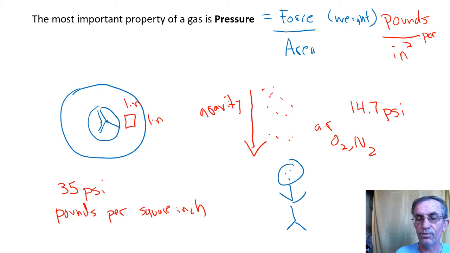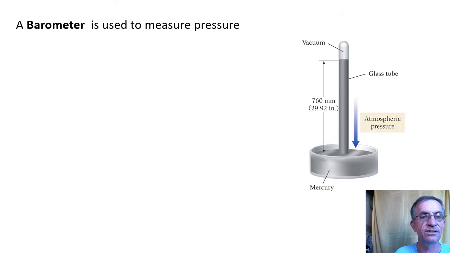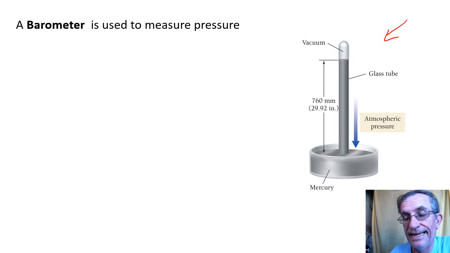The way that pressure is measured is using an instrument like this one on the side here. This instrument is called a barometer. We have them in the chemistry labs. You'll find them in all kinds of science labs. And barometers are a really old instrument.